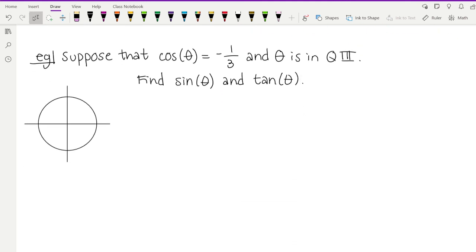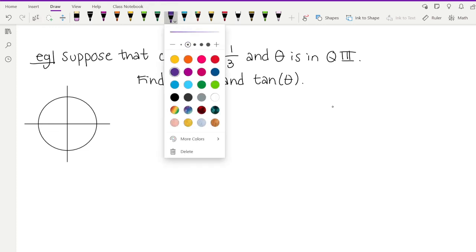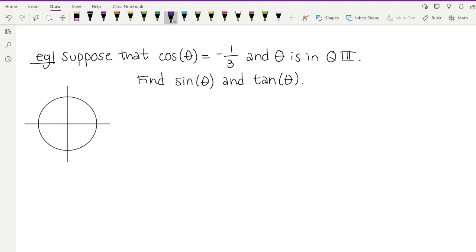If you didn't already on the last one, I would recommend pausing the video and trying this one yourself. It's very similar. This time though, we're given cosine instead of sine, but we need to still find sine and then find tangent. Okay, so this time we're told that cosine of theta is equal to -1/3, and we want to find sine and tangent.